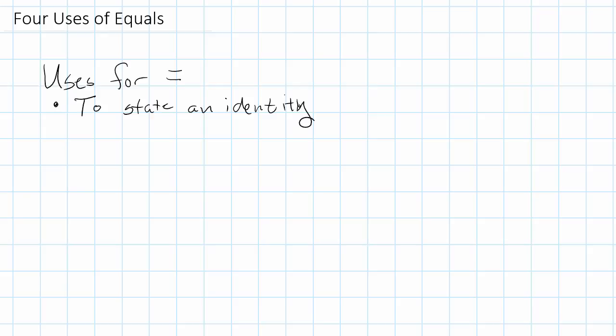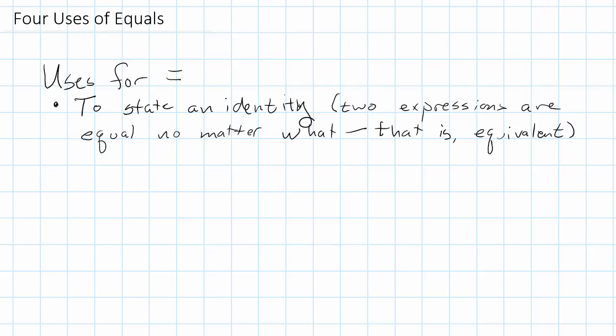There are four different ways of using the symbol equals that we're going to pay special attention to in this class. All of these mean something very similar, but subtly different. Now, two of the uses we've mentioned explicitly already. The first use that we talked about is to state an identity. That is, to say that two expressions are equal no matter what. That is, to say that two expressions are equivalent.